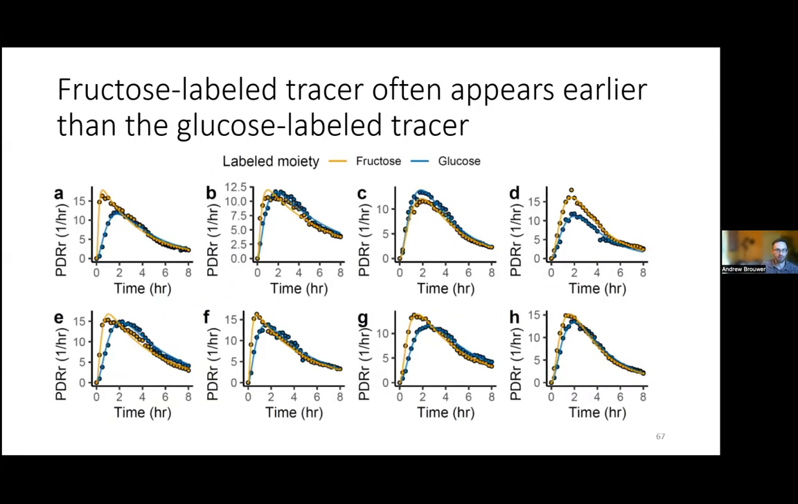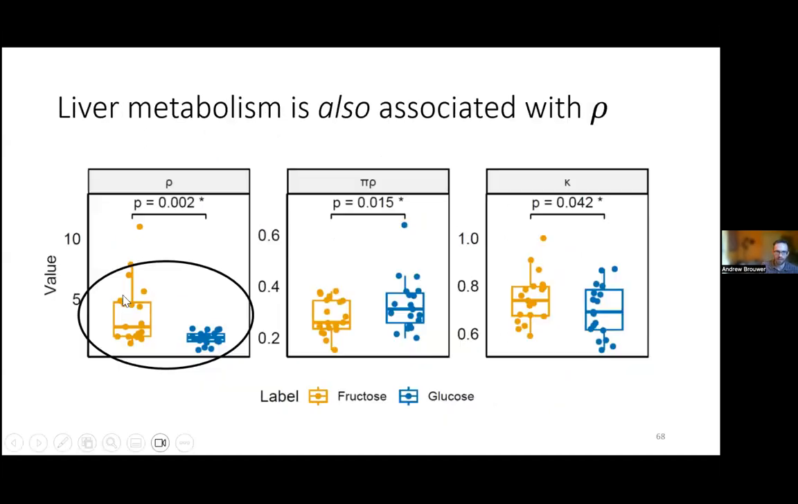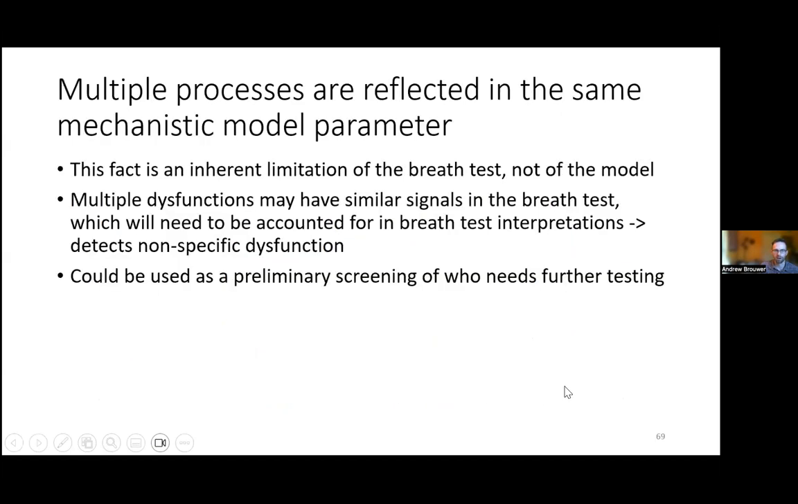And if I were to put a tracer on just the fructose moiety of the sucrose, or just the glucose moiety, as my collaborators did here, we can see that you get different curves for fructose and glucose. Usually fructose, in yellow, comes a little bit earlier. And it turns out that liver metabolism is also primarily associated with the Rho parameter, and not so much with the others. So that's kind of a problem.